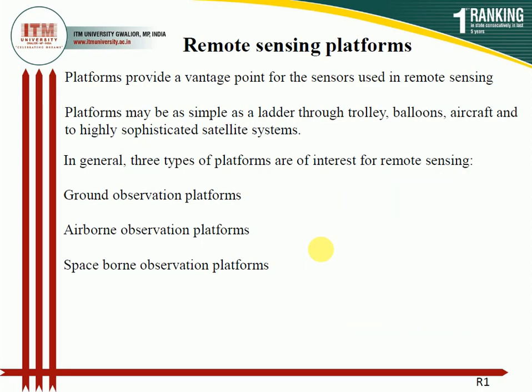There are many platforms used in the remote sensing technique. Platforms are basically the structure or vehicle on which the remote sensing instruments are mounted. They may be simple, they may be complicated. Generally, there are three types of platforms for a remote sensor: ground observation platform, airborne, and spaceborne. The ground observation platforms are inexpensive, stable, and give high resolution data.